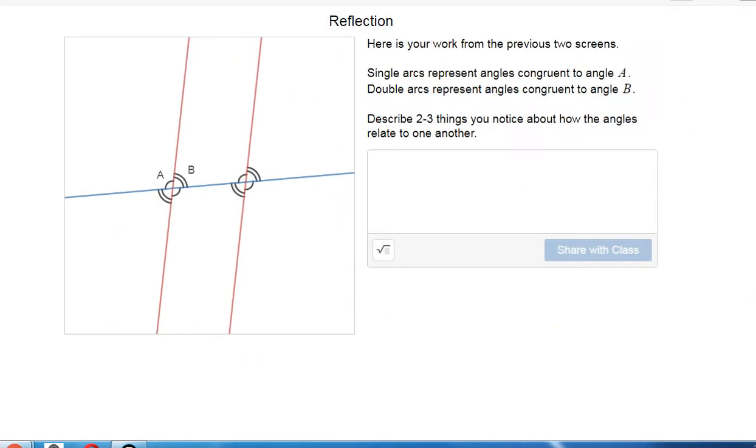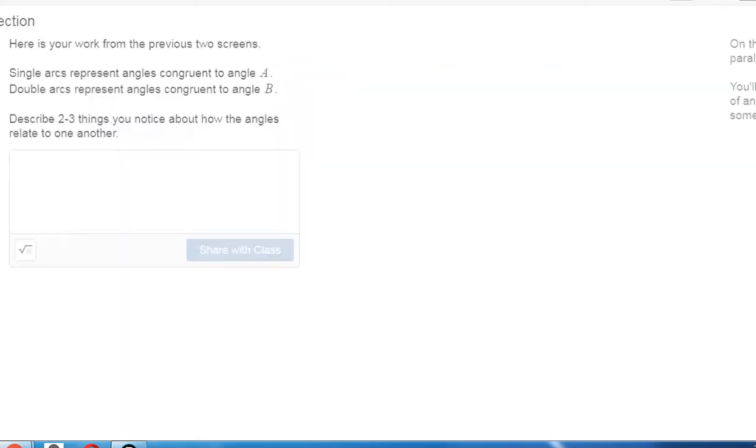Okay, so you can see how this works. If it's across from each other, then they're the same. And you can see if it has two lines, it's the same. If it has one line, it's the same as A. So this is describe two things you know. So you can talk about which angles are congruent to each other.